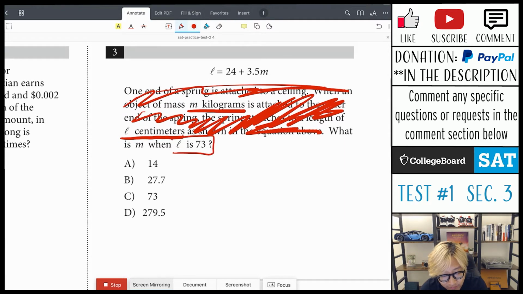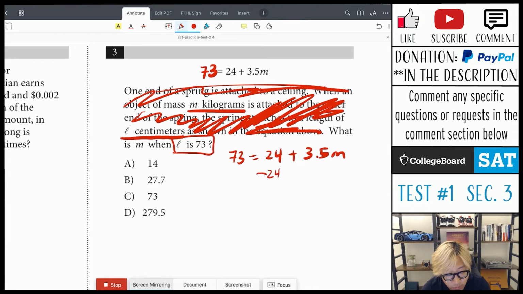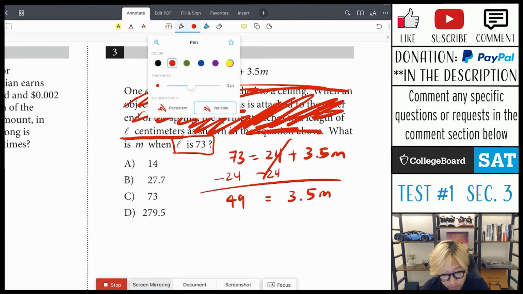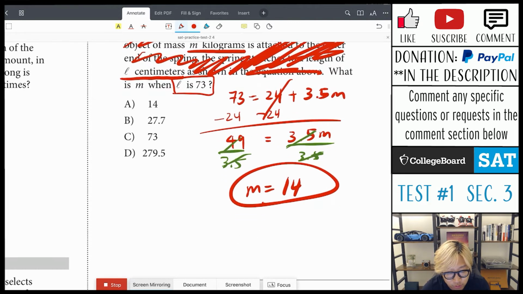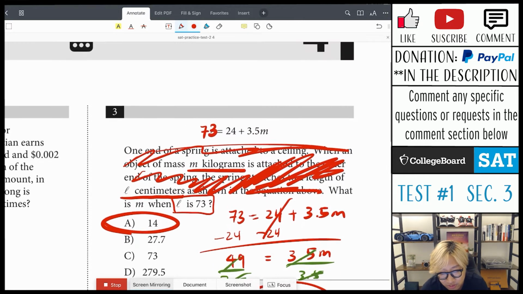Simply, L is 73. Just plug it back in. So 73 is equal to 24 plus 3.5M. Subtract 24 on both sides, and I get 49 is equal to 3.5M. Divide by 3.5 on both sides, and your calculator will give you exactly 14. Please use your calculator. You're allowed to use it.